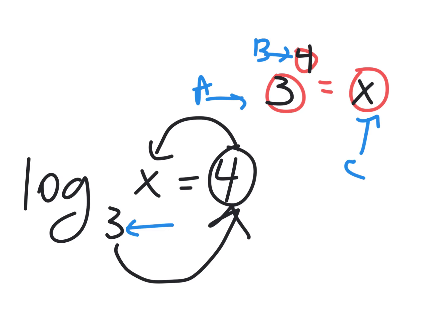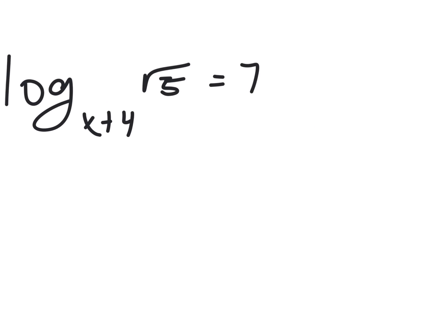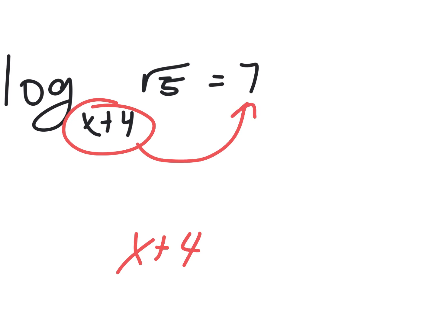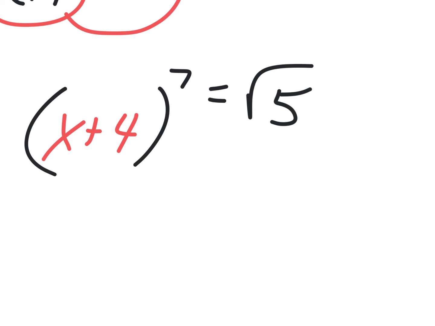even when the problems get more intense, like log base x plus 4 of square root of 5 equals 7, if you keep the system going, you're going to go, okay, what's the base? That's the base. To the other side, that's the power. Back here, square root of 5. And that actually isn't that hard to solve.